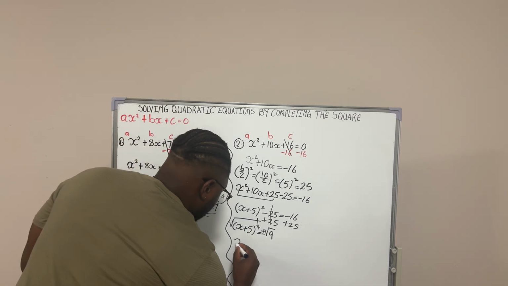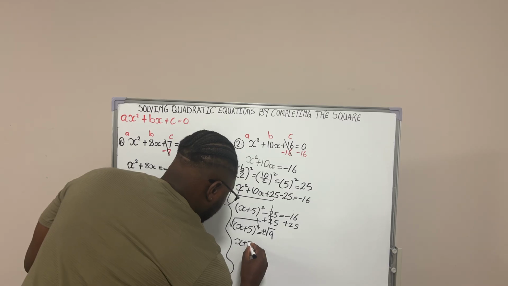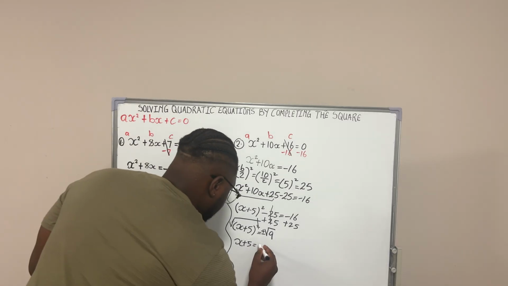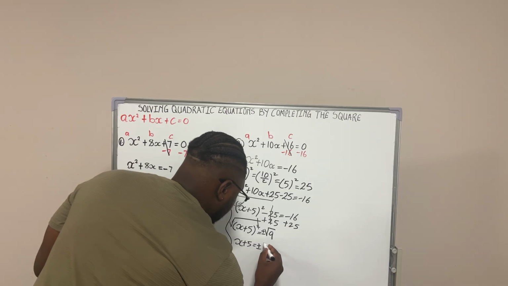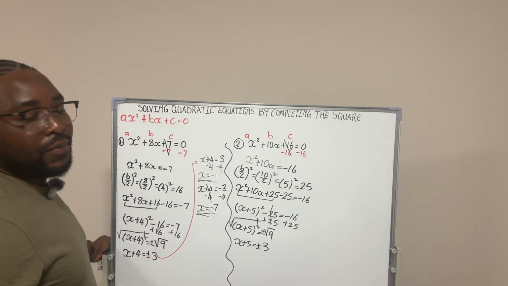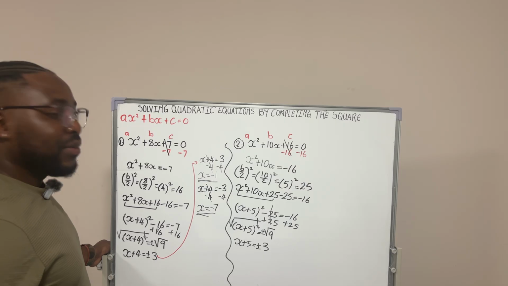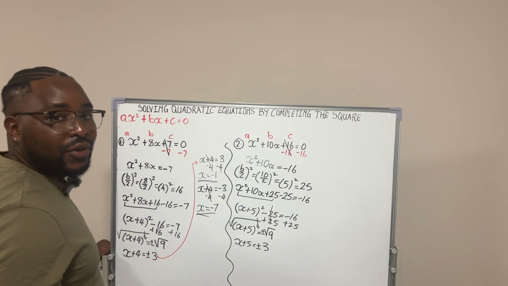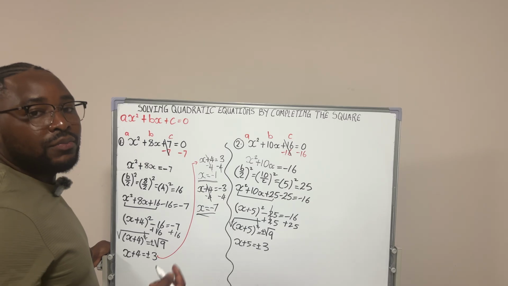We shall be left with x plus 5 equal to, what's the square root of 9? That's 3. Yes, the square root of 9 is 3. Okay, so now our next step here will be solving for x, right? So let's solve for the first equation, which is positive 3.